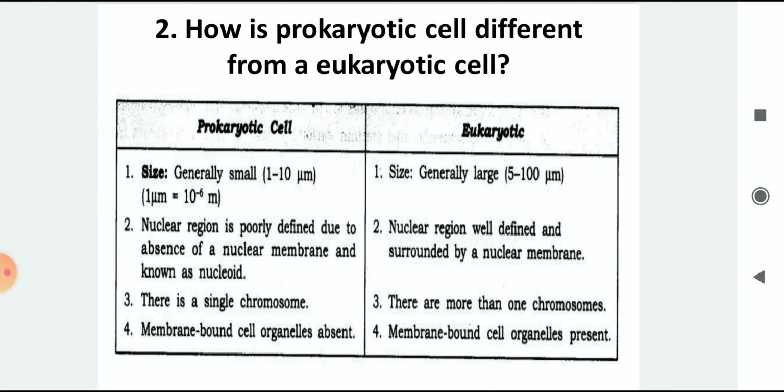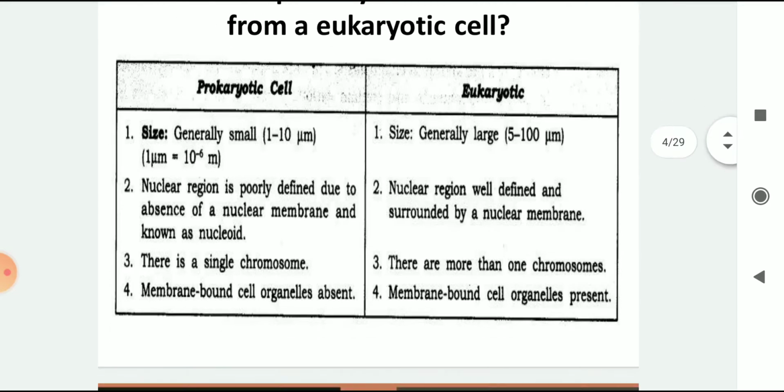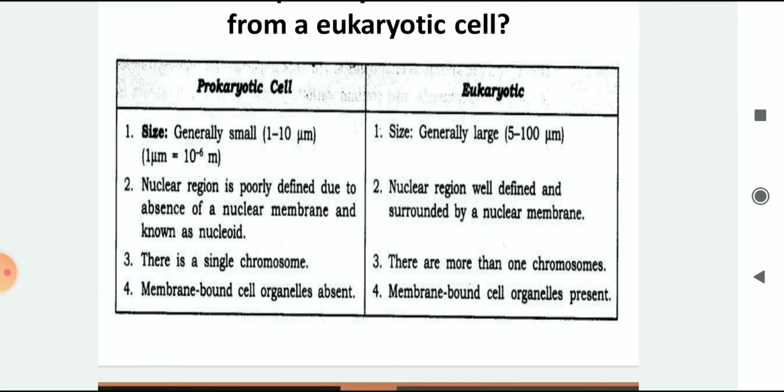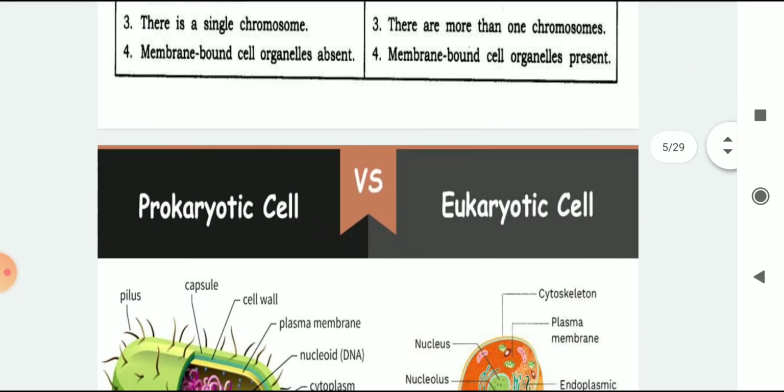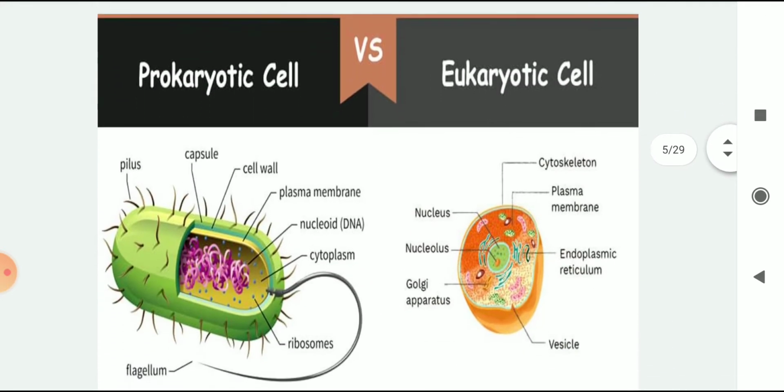While in eukaryotic cells, the nuclear region is well defined and surrounded by a nuclear membrane. In prokaryotic cells, there is a single chromosome, and when we talk about eukaryotic cells, there is more than one chromosome. In prokaryotic cells, membrane bound cell organelles are absent, while in eukaryotic cells, membrane bound cell organelles are present. I hope you understood this answer.